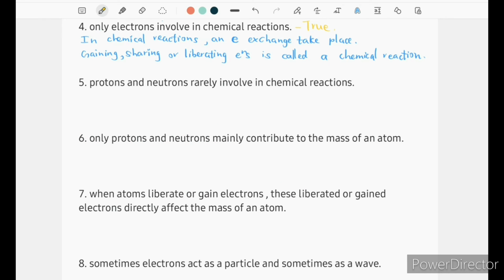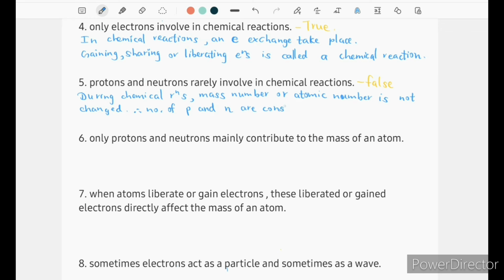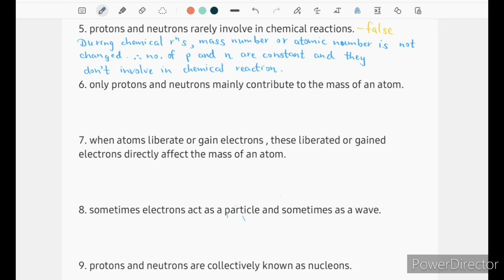Fifth statement, protons and neutrons are rarely involved in chemical reactions. This statement is false. During chemical reactions, mass number and atomic number are not changed. Therefore, the number of protons and neutrons are constant and they do not get involved in chemical reactions.